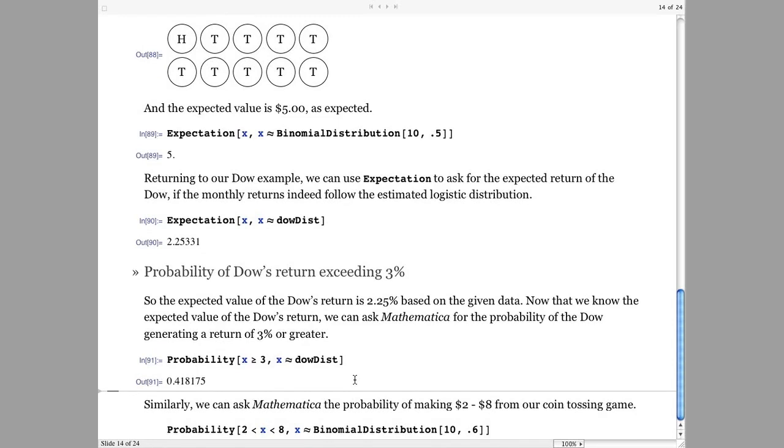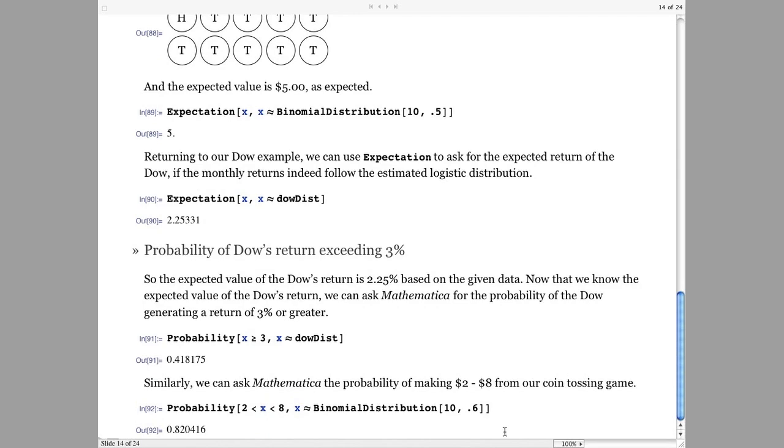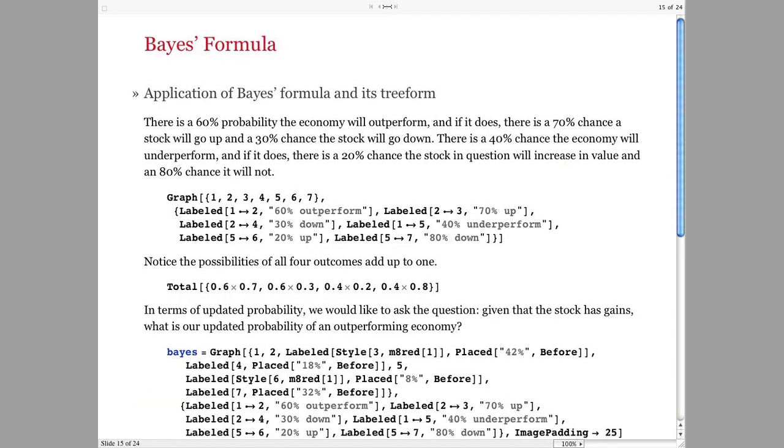Similarly, we can ask Mathematica the probability of making $2 to $8 from a coin tossing game. Here we show the tree form of Bayes' formula.